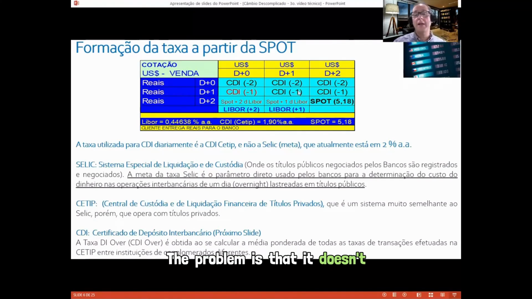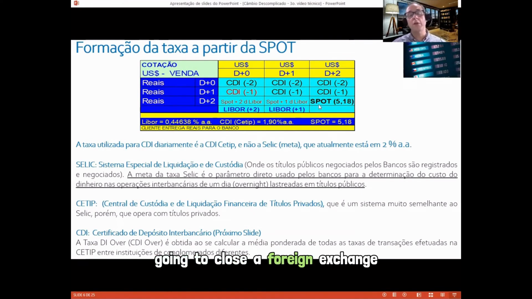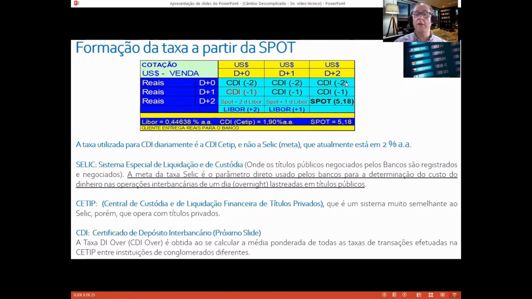The problem is that it doesn't always work that way. And usually it really doesn't, right? And I'll explain why later. But suppose the client who is going to close a foreign exchange deal wants to deliver the reais on D0. So they're in this row here, look.